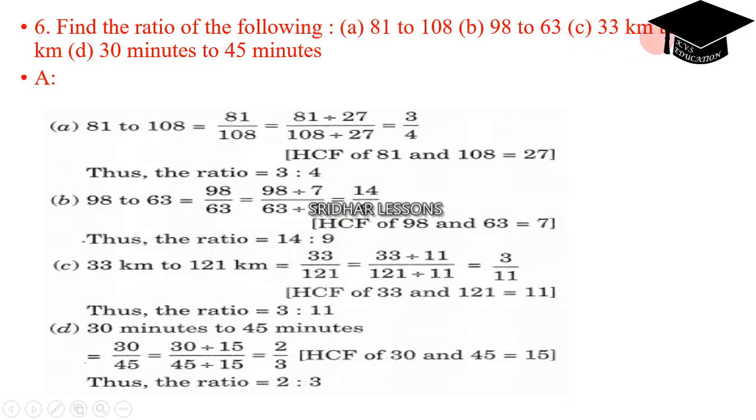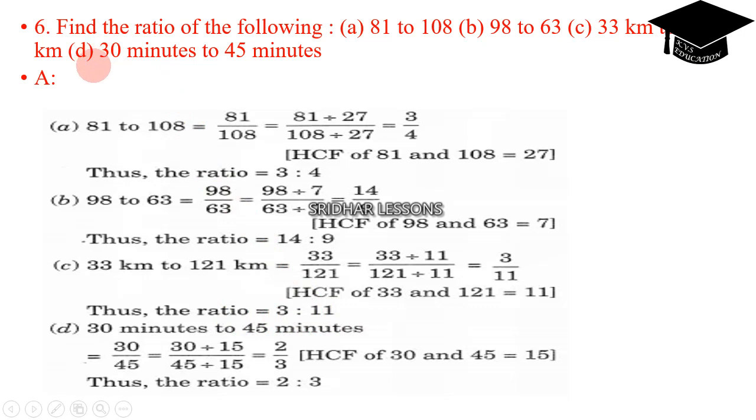Question number C. 33 kilometers to 121 kilometers. The units are same, don't worry. So 33 by 121. 11 cancels 33 3 times and 11 cancels 121 11 times. So it is 3 by 11. Thus the ratio is 3:11.